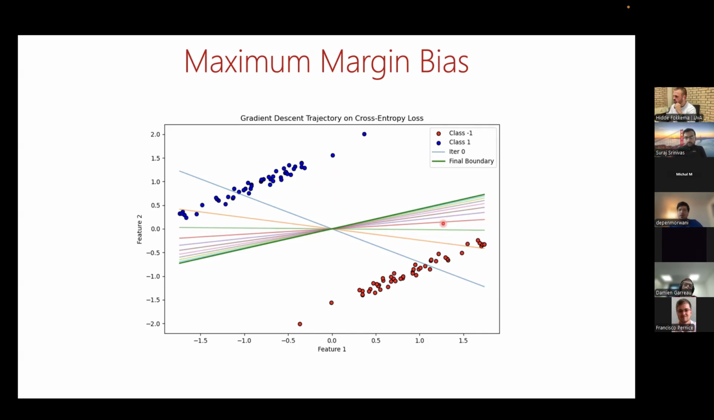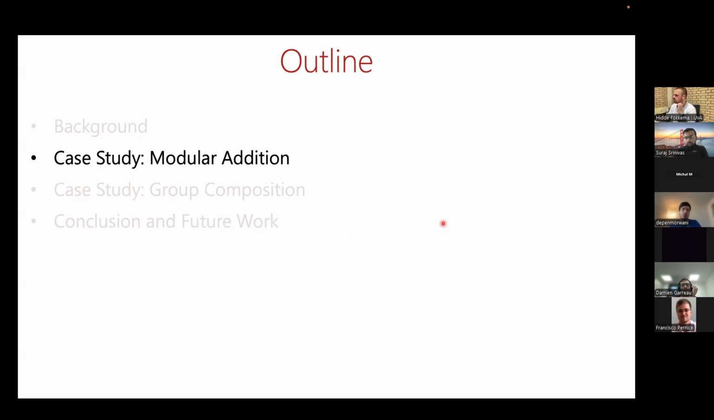Okay, so I'll move forward. This is basically the max margin bias, which is known from the 2017 work for gradient descent on cross entropy loss in the case of linear classification. So now let's dive into our work.